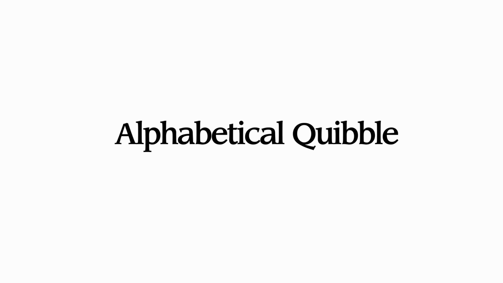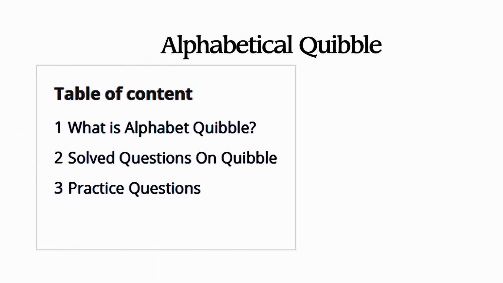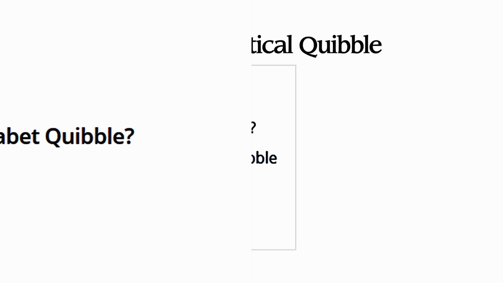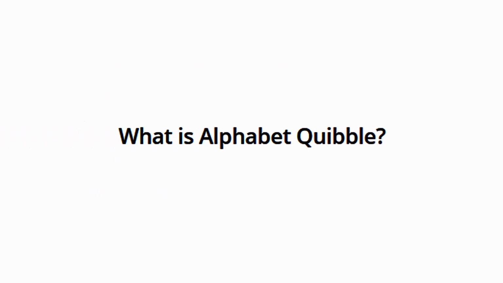Here I have some table of content. What is alphabet quibble, solved questions on quibble, practice questions. First one is, what is alphabet quibble? These types of questions are usually of easy to moderate level. In these questions, you are provided with the alphabets from A to Z. It is important that you have knowledge of the alphabet in forward as well as backward sequence.